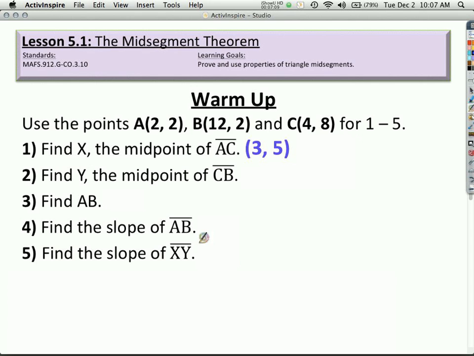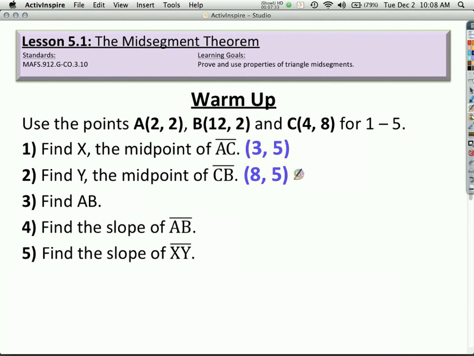Number 2, Y, the midpoint of segment CB. I got students number 6, 3, and 16. Student number 6, what'd you get? 8, 5. Student number 3, what'd you get? 8, 5. Student number 16, what'd you get? 8, 5. So all of you agree that the midpoint is 8, 5.